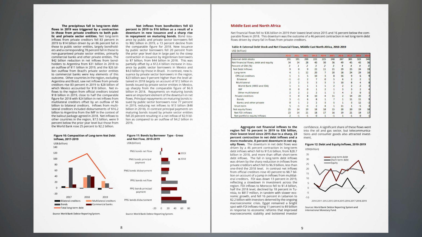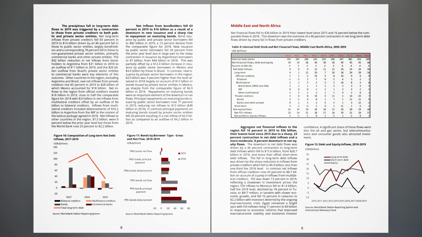Net inflows from bondholders fell 63% in 2019 to $16 billion as a result of a downturn in new issuance and a sharp rise in repayment on maturing bonds. Bond issuance by public and private sector borrowers fell to $82 billion in 2019, a 13% decline from the comparable figure for 2018. New issuance by public sector borrowers fell 20% from the prior year level due in large part to the steep contraction in issuance by Argentinian borrowers to $7 billion, from $44 billion in 2018.